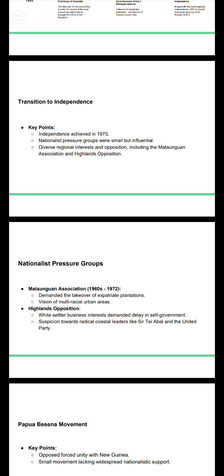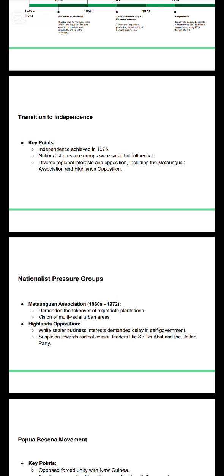However, we have Bougainville, but before talking about Bougainville, the transition period saw the rise of what is called the nationalist pressure groups. Now, the features of these nationalist pressure groups is that they were significant but they were small. Okay, important, significant, but they were small.